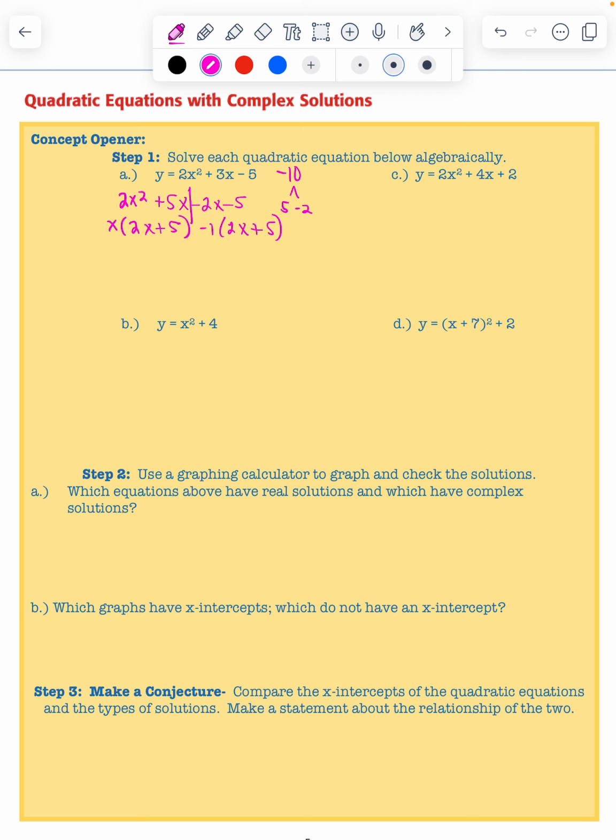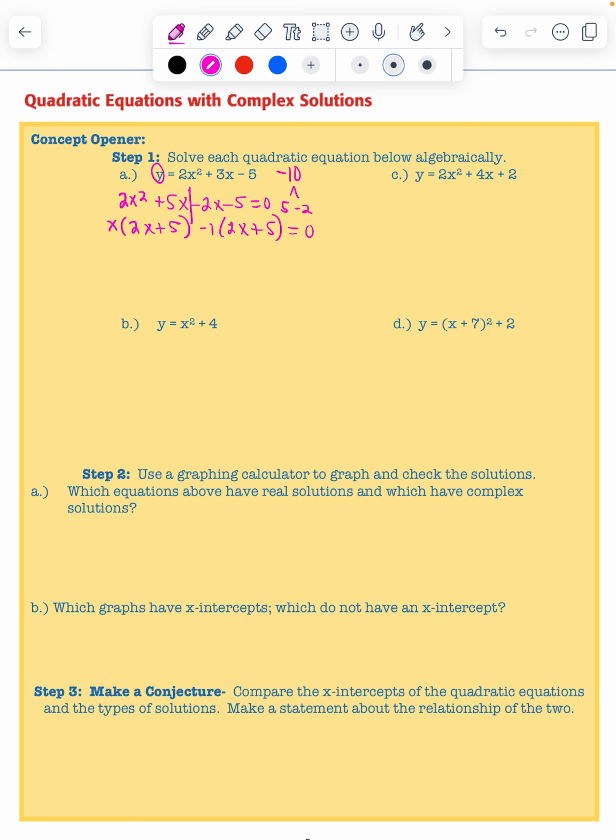And I should start here by saying that I actually need to change this y into a 0. So it's like equal to 0. So when you get an equation in y equals form, just replace that y with a 0, because our whole idea here is to figure out where the equation, which is y equals 2x squared plus 3x minus 5, crosses the x-axis, which means when it equals 0. Because the x-axis, y equals 0.